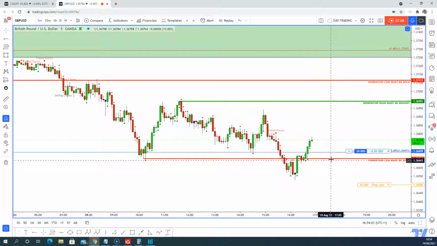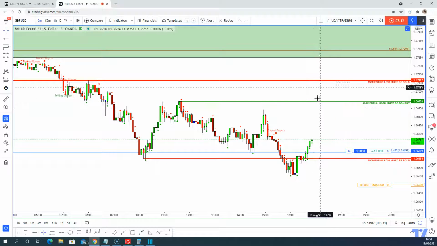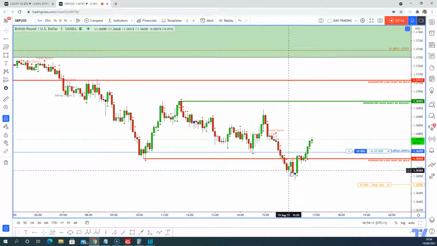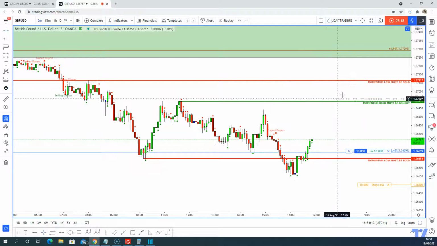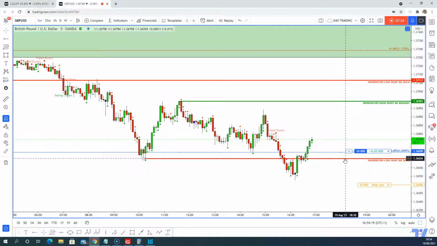And we have to apply the same rule. Momentum low must be sold, momentum high must be bought. So if price now gets to the momentum high and does the same thing that this one is doing, if it gets above here and starts reversing back below it, that is where you need to get out, unless price fails to take this low.